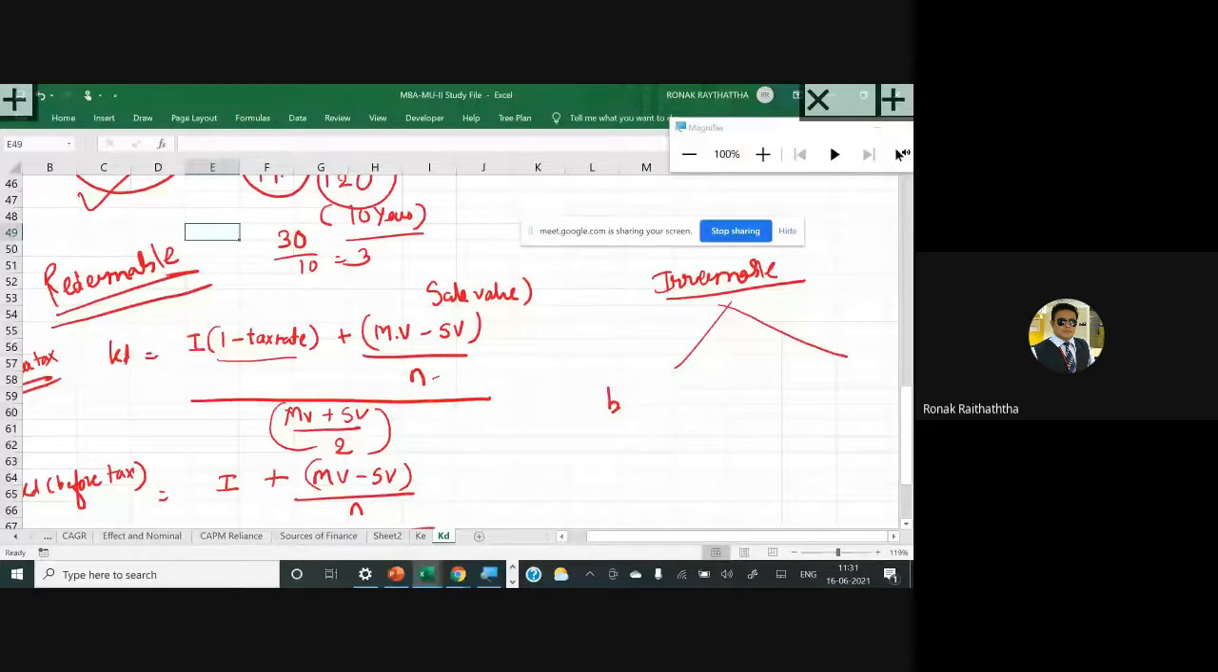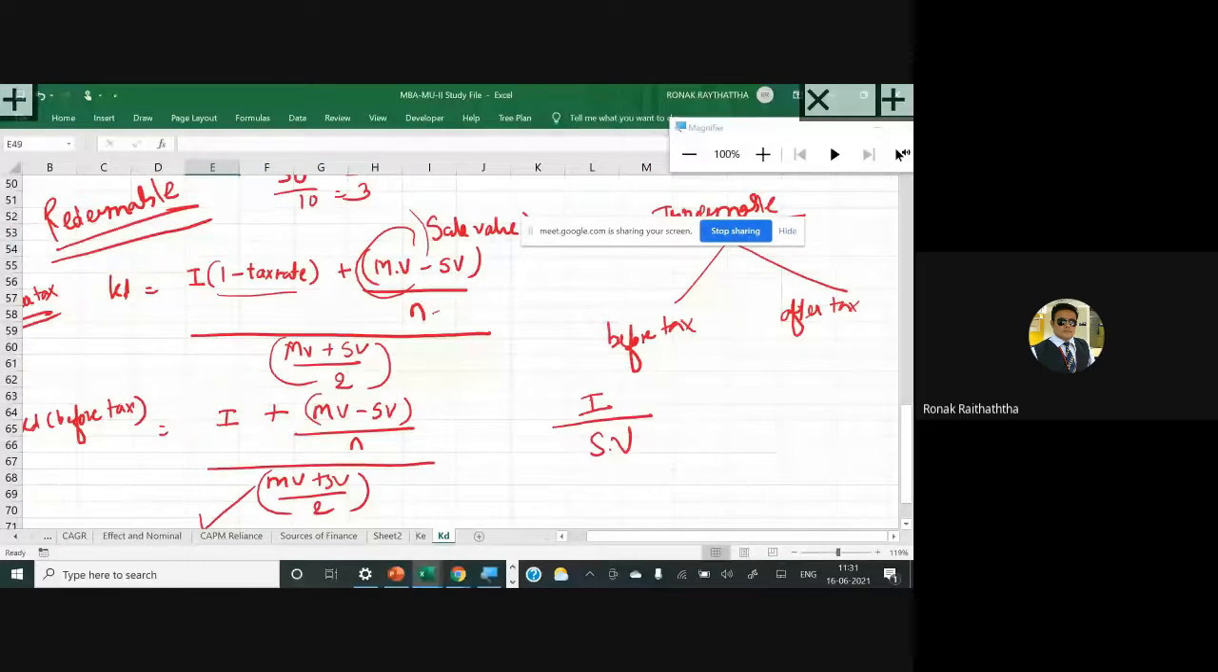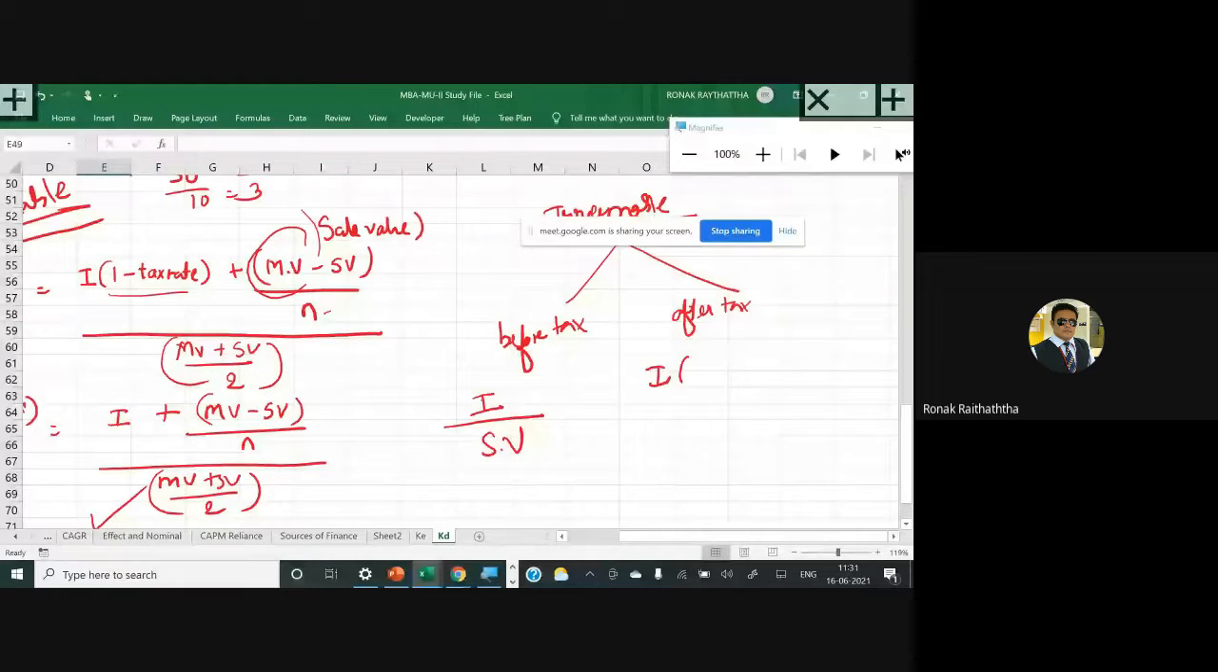One is before tax, another one is after tax. These are those debentures which will remain for the lifetime. They will never be redeemed. They will never get matured. So you do not have any maturity value. So in that case, you just have the sell value, which is the money you have received right now. So you will write I, that is the interest per debenture, divided by the sell value. And when it is after tax, you will put I in bracket 1 minus tax rate, divided by the sell value.